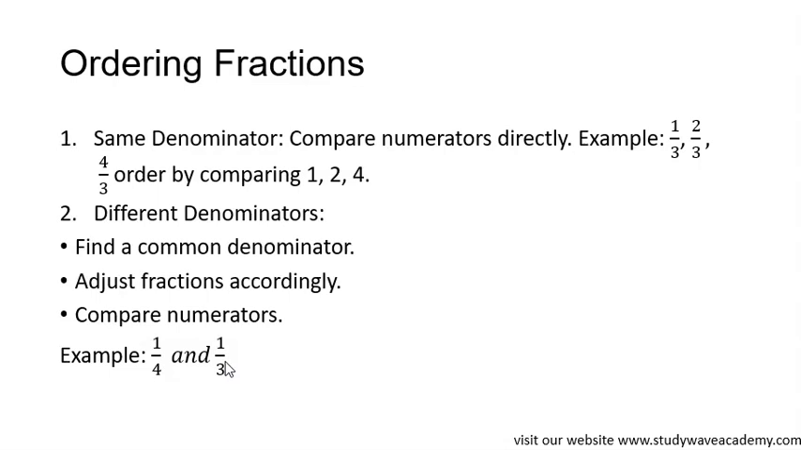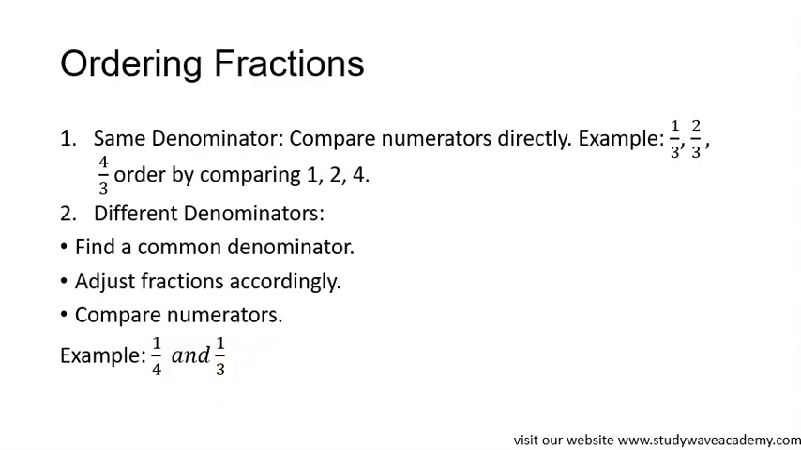You know, we adjusted the fraction, right? 1/4 was multiplied by 3/3, which gave us 3/12. And 1/3 was multiplied by 4/4, which gave us 4/12. Do you understand? So since 4/12 is more than 3/12, that means 1/3 is greater than 1/4. Okay? Do you understand that?